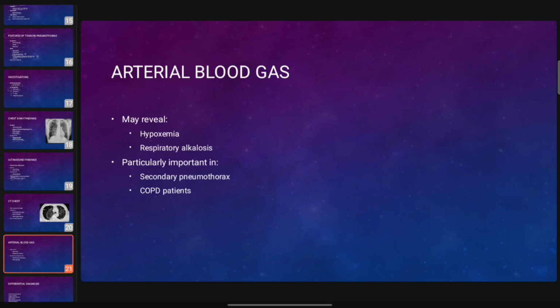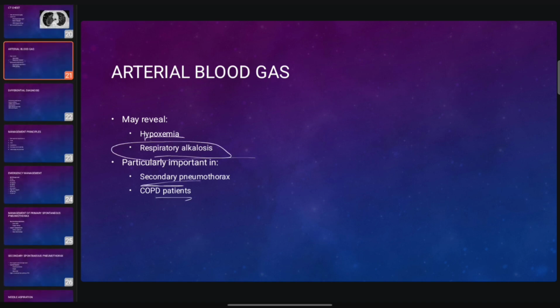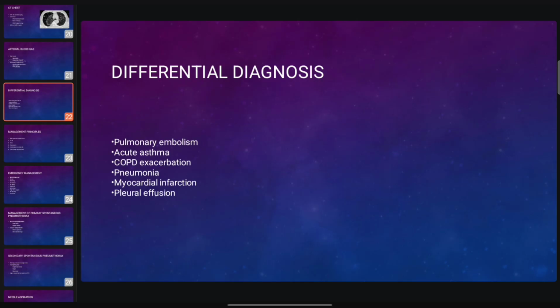If we talk about the ABGs, they may reveal hypoxia and respiratory alkalosis, and are particularly important in secondary pneumothorax and COPD patients. Now we're talking about the differential diagnosis of a patient with pleuritic chest pain and dyspnea. First one will be pulmonary embolism, then asthma, COPD exacerbation, pneumonia, MI, pleural effusion.